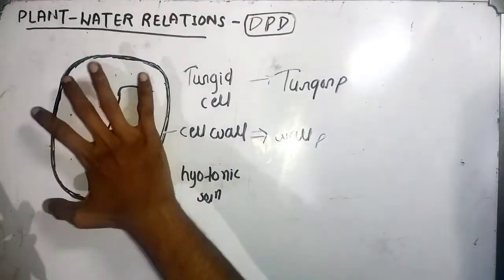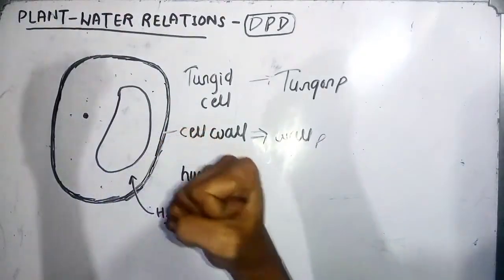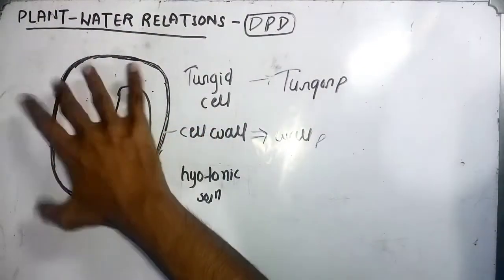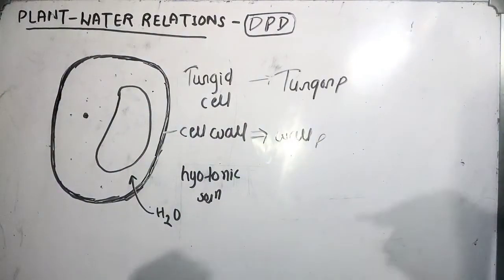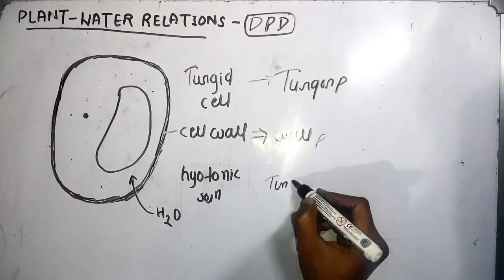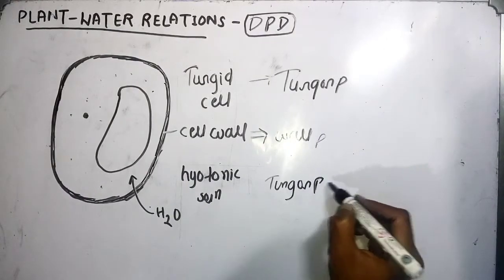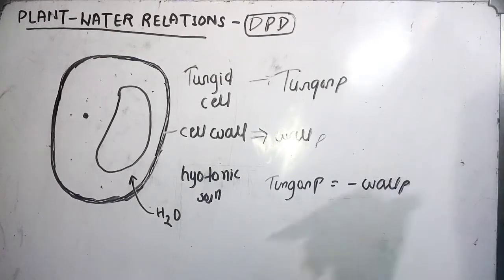Water has filled up inside and is applying pressure, and the cell wall is holding it back: I won't let it burst. The water says I will tear it, the wall says I won't let you burst, I will hold you back. So both are equal to each other, but they are opposing each other. So turgor pressure is equal to wall pressure, but in a negative format. Why? Because they are opposing each other, right?